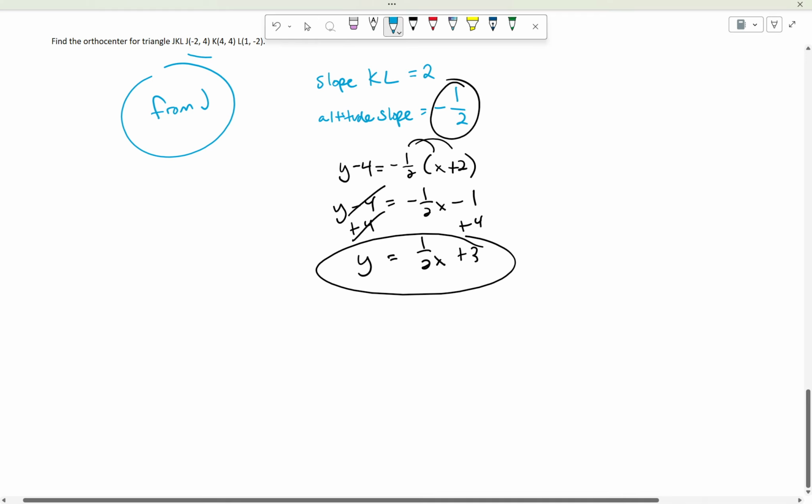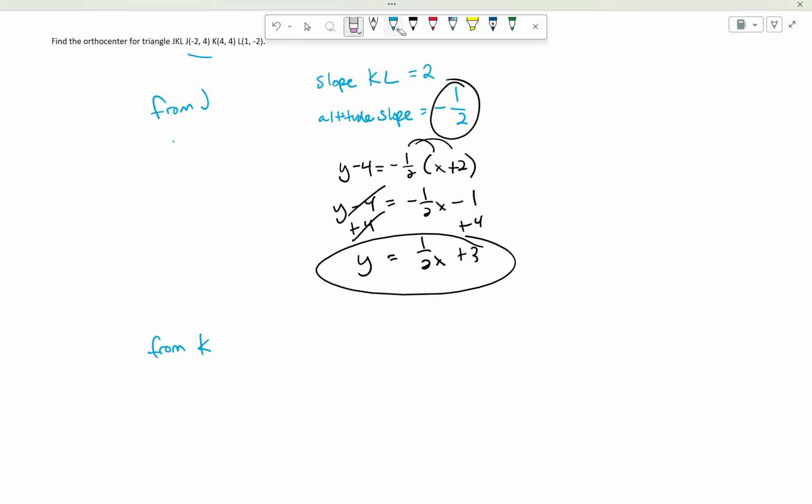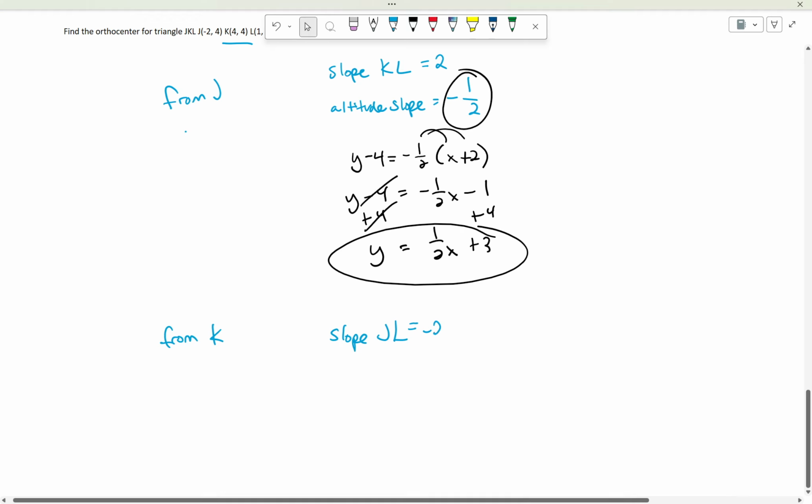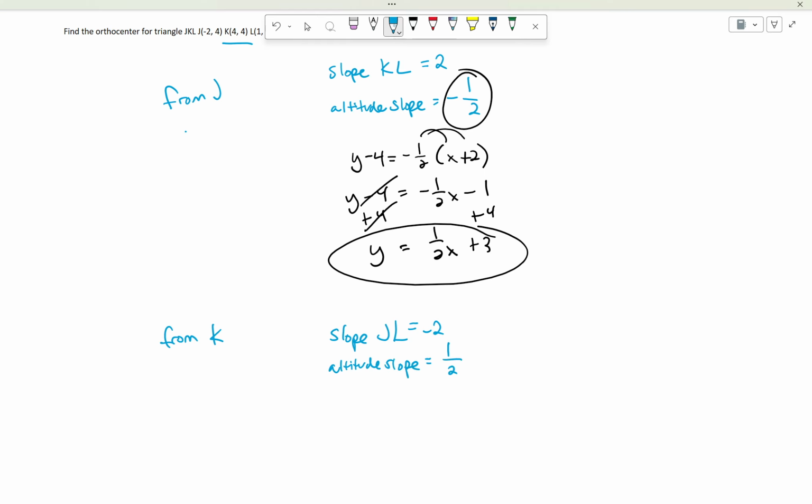So let's work from another point. Let's work from, in this case, K. All right. So I'm no longer working with J, now with K. So my slope, I need to take the slope of the side opposite that does not have K, which is going to be JL. So the slope of JL. So it's -2 minus 4, -6, and then 1 minus -2 is +3, which is going to give me -6 divided by +3 is -2. So then my altitude slope is the negative reciprocal, which is +1/2.